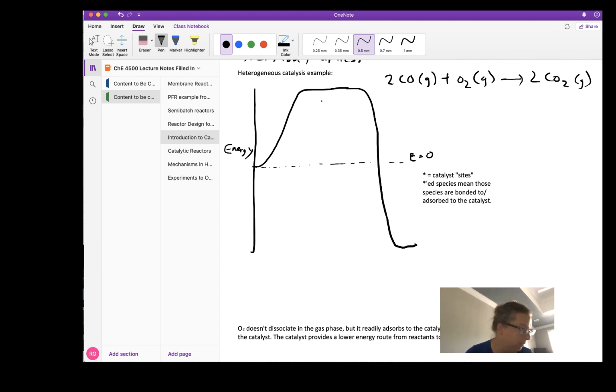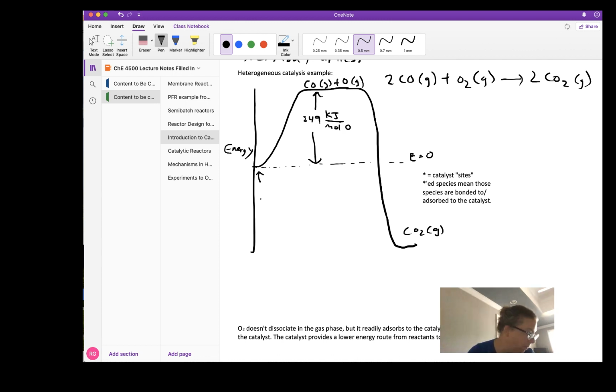So this here, it's actually 249 kilojoules per mole of oxygen, atomic oxygen. And so up here, we would have CO gas plus O gas. Down here, we have CO2 gas. And here we have our reactants.